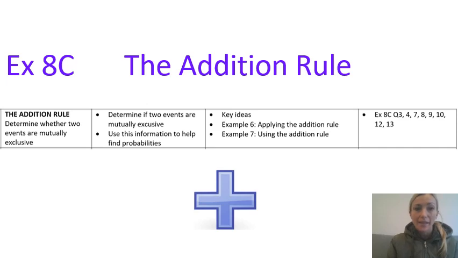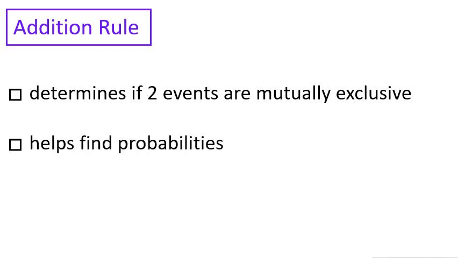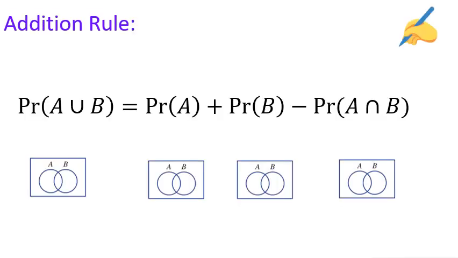Class, today's lesson is exercise 8C, the addition rule. So what is the addition rule? The addition rule is used to determine if two events are mutually exclusive, and it helps us to find probabilities. This is the addition rule. Please copy it into your workbooks.